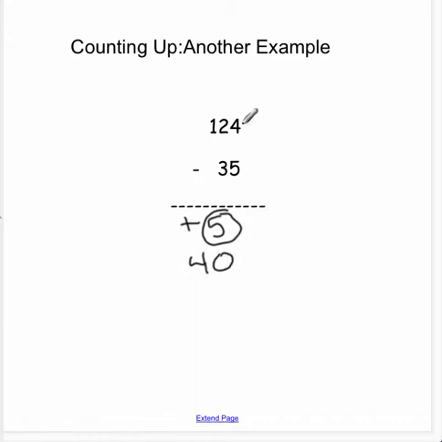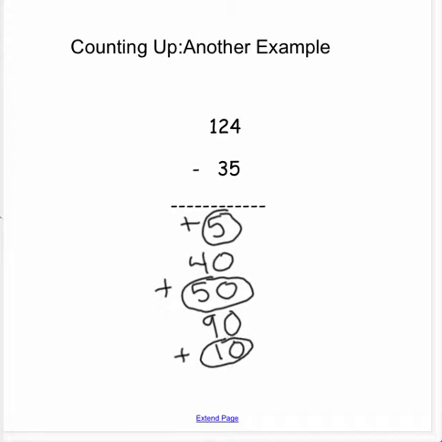Now, 124 is a huge number. So I'm going to add on a pretty big amount this time. I'm going to try adding on 50. And I'm going to circle it to show that that's what I've added. 50 plus the 40 brings me up to 90. I know now that if I add a 10 to 90, I'm going to get to 100. So I'm just going to go ahead and add that 10. Now I'm up to 100. And I know that I can just add 24 to bring me to 124.